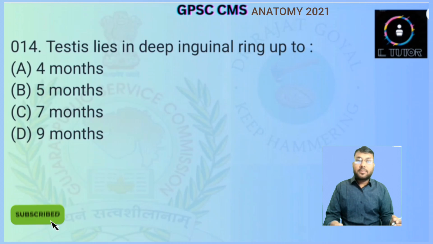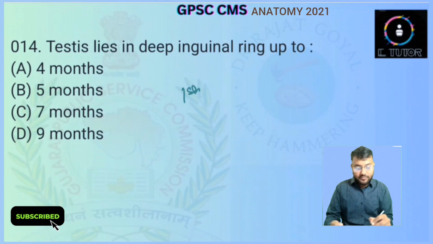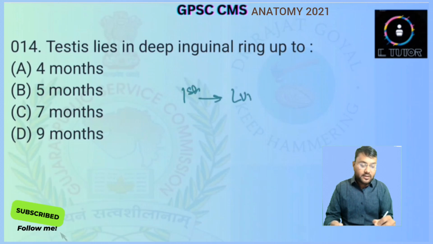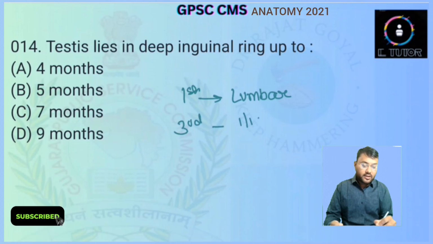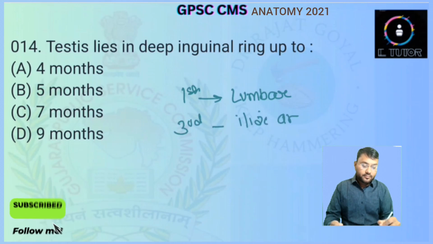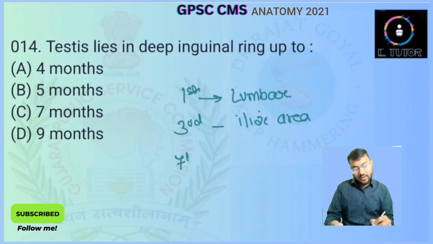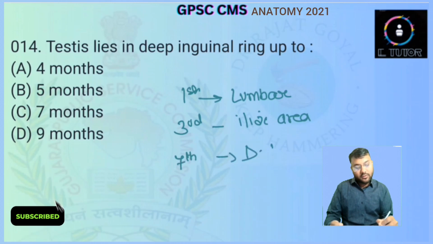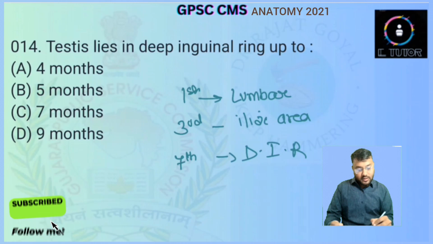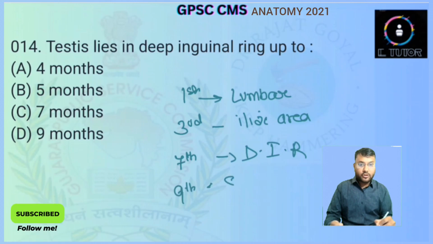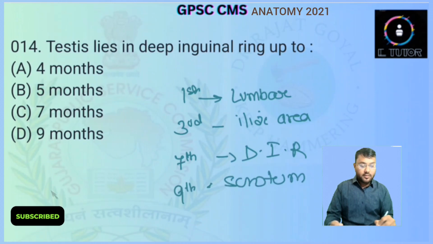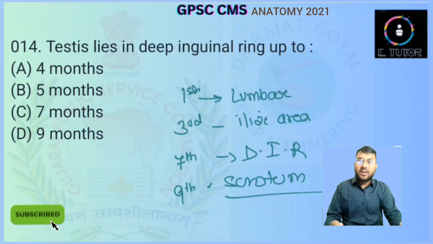Testes lies in a deep inguinal ring up to. If we talk about the positions of the testes, then in the first month it is present in the lumbar area. Then third month in iliac area. Then seventh month deep inguinal ring, and ninth month scrotum. So now they are asking about deep inguinal ring. So answer will be 7 month.